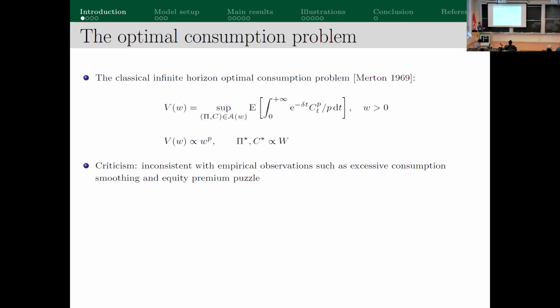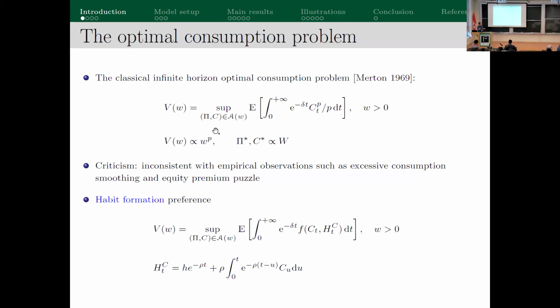So let's start with the classical infinite horizon optimal consumption problem for Merton. What you're doing here is maximizing expected utility of consumption. Utility is a power utility. And it's well known that, because of power utility, you're going to get a value function that is also a power of wealth, and your optimal investment and consumption policies are all constant proportions of your wealth, right?